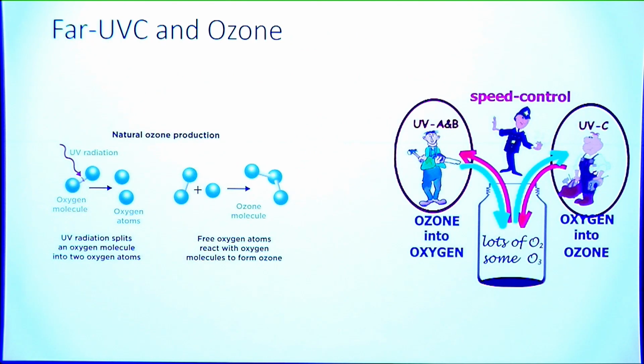When we look into Far-UVC and ozone chemistry, we noticed that under UV radiation, the oxygen molecule breaks into atoms, and then the oxygen atoms will react with oxygen molecules to form ozone. Another interesting thing is that under UVA and UVB radiation, ozone turns into oxygen, like a reverse process, but in the presence of UVC, oxygen forms ozone, and this is what we focus on.